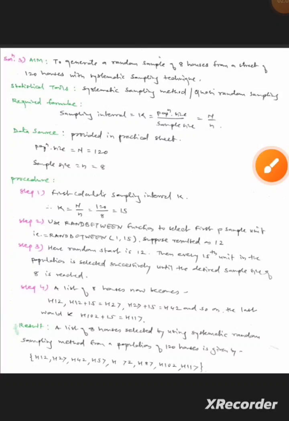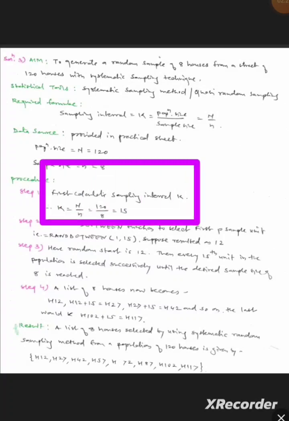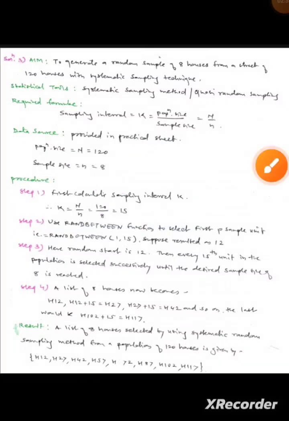So how do we do a systematic random sample? First we have to identify what my sampling interval should be. So first calculate the sampling interval. What is the sampling interval? K is equal to capital N divided by small n. So that is 120 divided by 8, and 120 divided by 8 is nothing but 15. So now my sampling interval is 15.